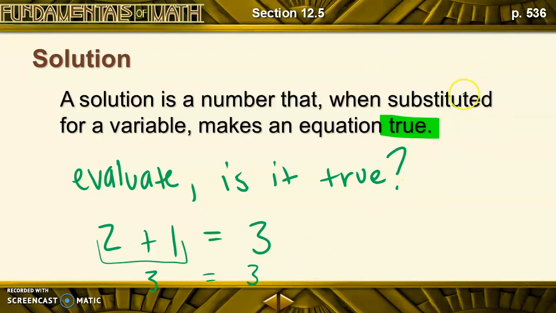Now we're going to be substituting in for our variable, and another way that we can say that is we can evaluate. So whenever you have a problem that's asking, is this number a solution, we're going to evaluate and then answer the question, is it true? Let's go ahead and look at example number 1.